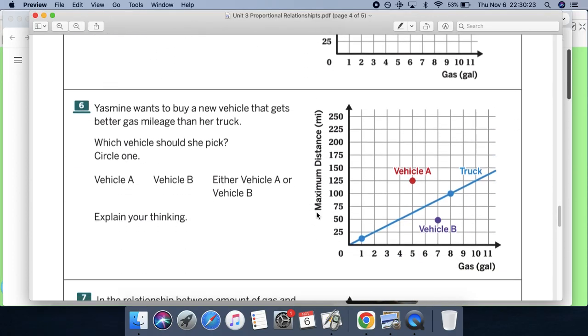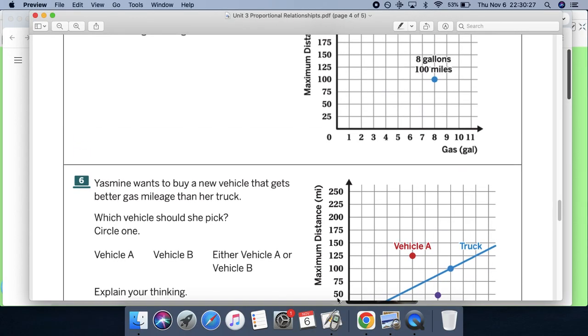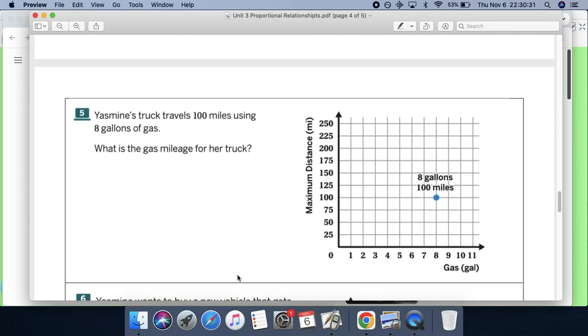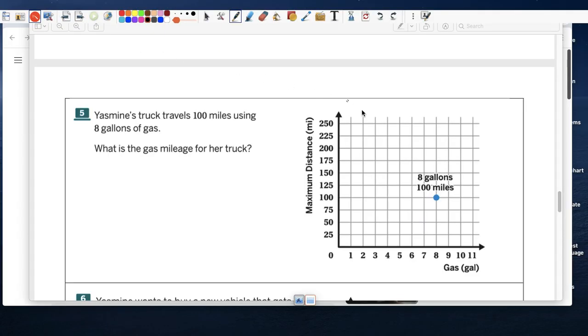Let's do a couple more, and again, it's a repetition. A few more, 3 more, and then we're done. So let's start from scratch here. That's all they give us, one single point. And it's saying that Yasmin's truck travels 100 miles on 8 gallons of gas. So let's assume that's always the case, and there's a proportional relationship.